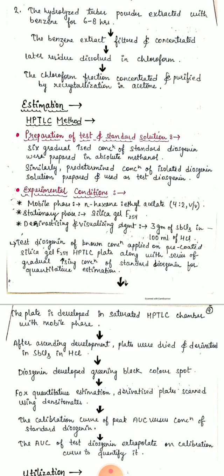If we see the estimation process, we use an HPTLC method. For the preparation of test and standard solution, 6 gradually increasing concentrations of standard diosgenin were prepared in absolute methanol. Similarly, a predetermined concentration of isolated diosgenin solution is prepared and used as the test diosgenin.